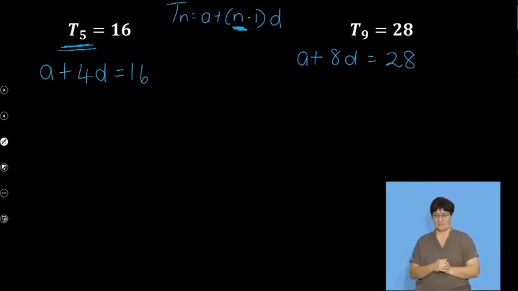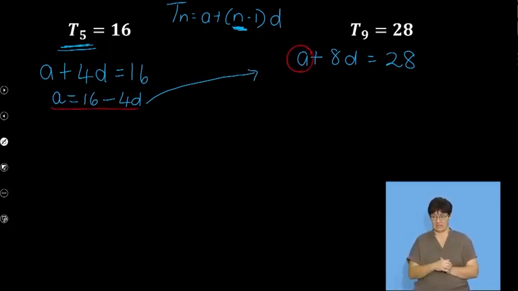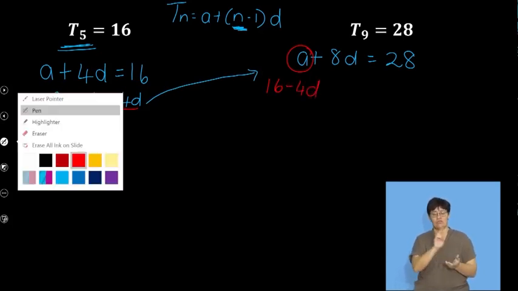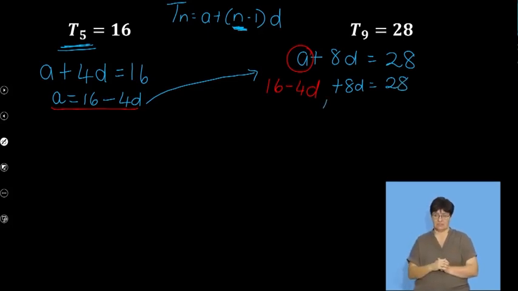So I am going to isolate A on this side of the board. So I'm going to have A is equal to 16 minus 4D. I'm then going to substitute this across over here. So what I have for my value of A, I'm going to substitute in for this A. So I'm going to have 16 minus 4D. All I've done is replace the A with what I isolated A to be, plus 8D is equal to 28. So I'm going to have that 4D is equal to 12, which means that D is equal to 3.